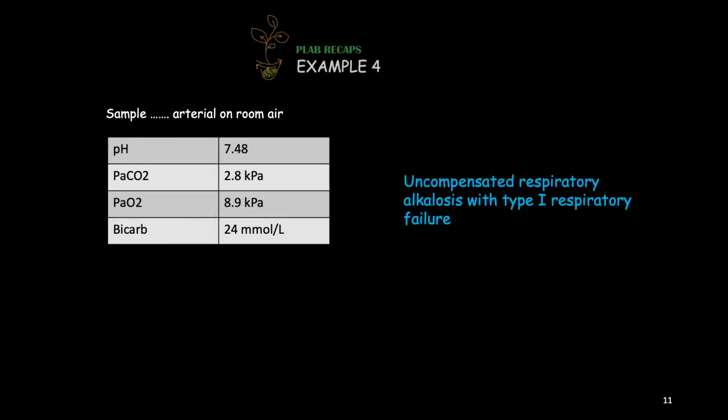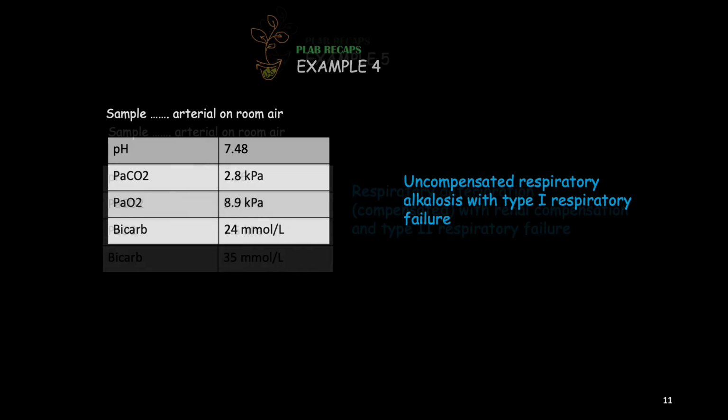Here the pH is high, so the primary problem is an alkalosis. The PaCO2 is low and moving in the opposite direction to the pH, suggesting the cause is respiratory. The PaO2 is low, confirming a type 1 respiratory failure. The bicarb is normal. The pH is still high and bicarb is normal, so this is an example of an uncompensated respiratory alkalosis with type 1 respiratory failure.